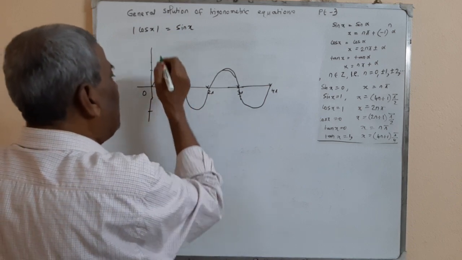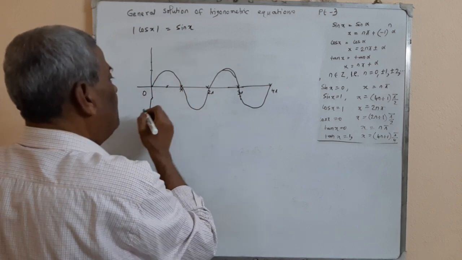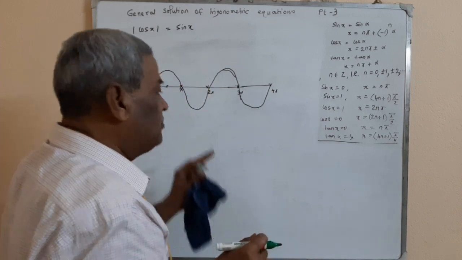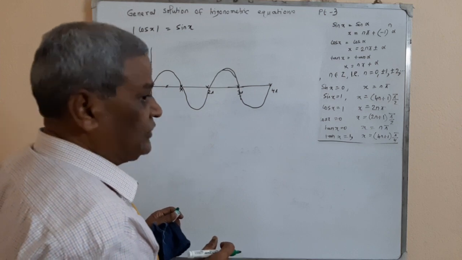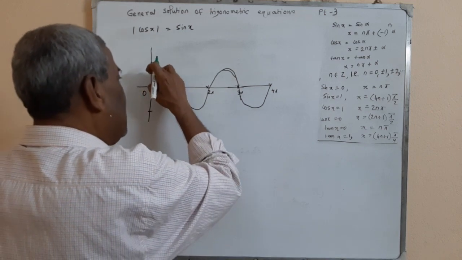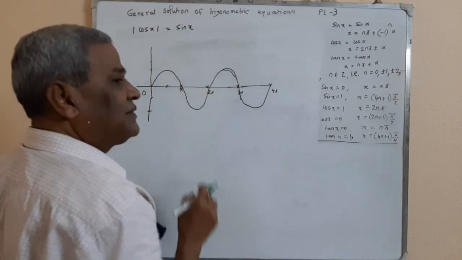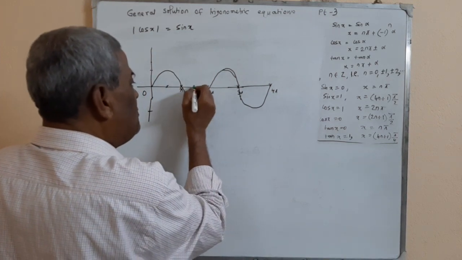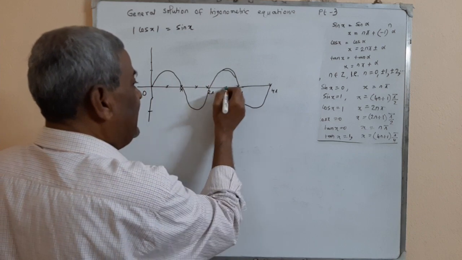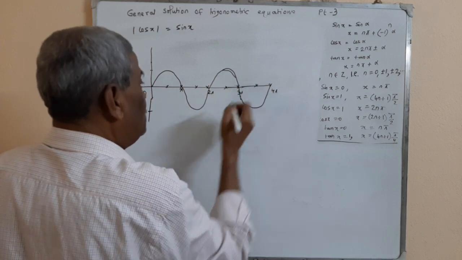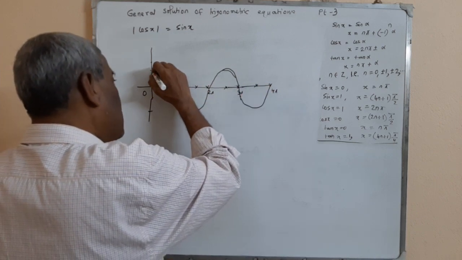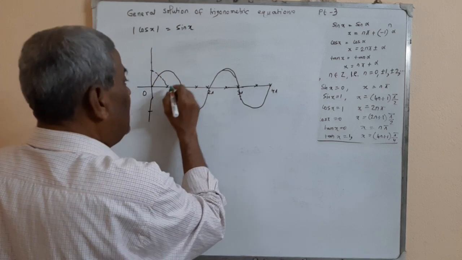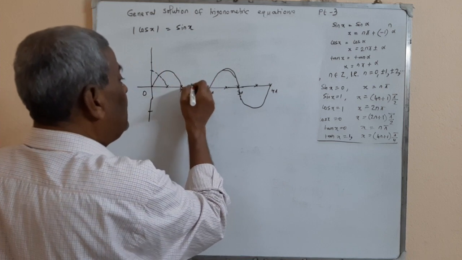Then at π/2, it becomes 0. After that, cos x is negative, but because it is |cos x|, it will be positive, so it will rebound back. It is again zero at π + π/2. So the rough sketch of that I produce by dotted line.